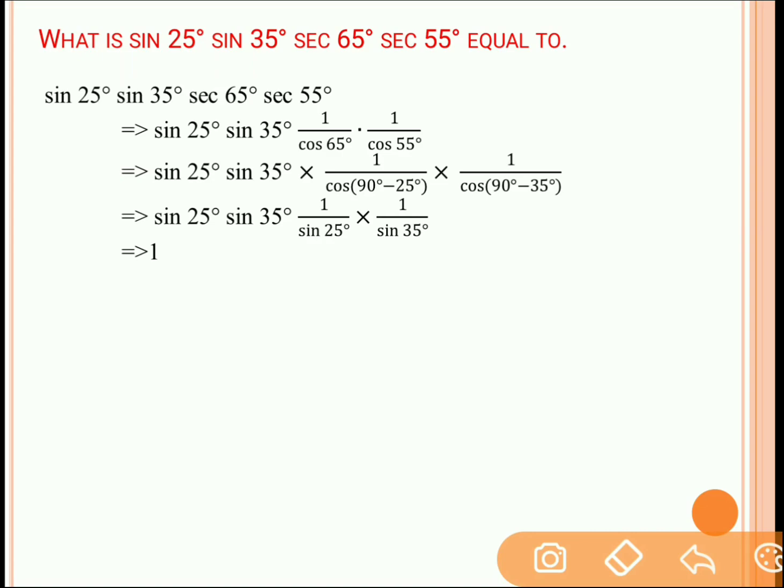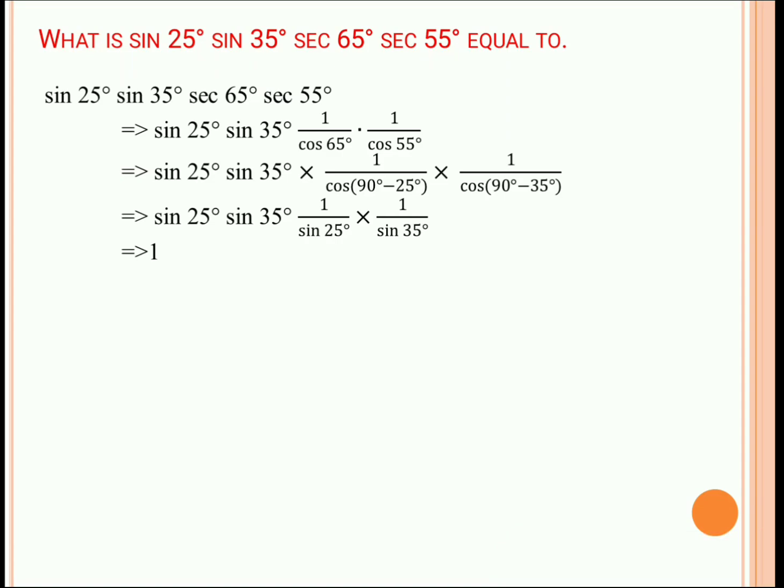Now, the next step in this kind of question is to find the complementary angles. What are complementary angles? If you add two angles and the sum is 90 degrees, then they are considered complementary angles. 25 plus 65 is equal to 90 degrees, so 25 and 65 are complementary angles. Similarly, 35 plus 55 is also 90 degrees, so they are also complementary angles. Once you identify the complementary angles, we will use the property of complementary functions.